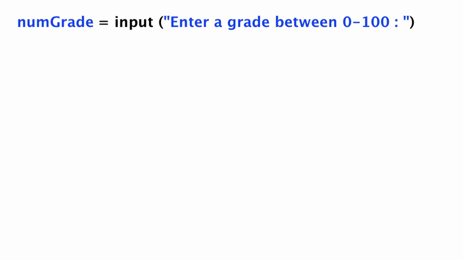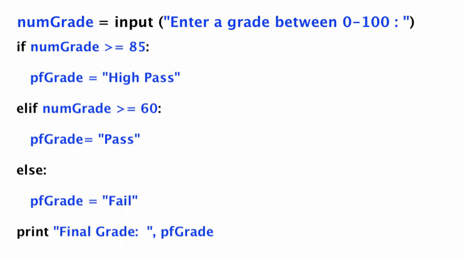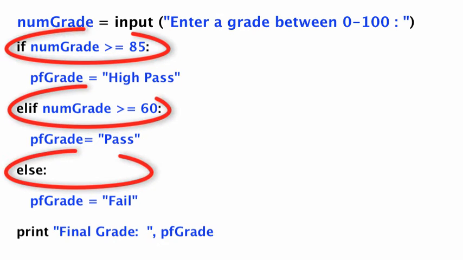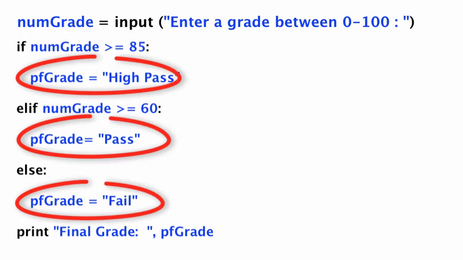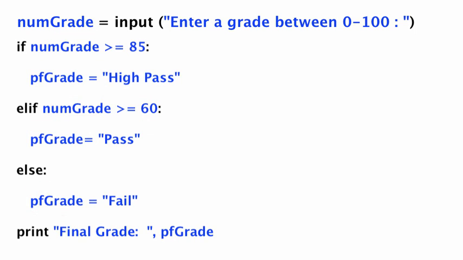So we'll start with a variable numGrade and prompt the user for a value to place into it with the statement numGrade = input("Enter a grade between 0 and 100"). For simplicity, we'll assume that the user is well behaved and will enter a valid grade. The if-elif statement will test the value of numGrade, assigning a string into a variable pfGrade based on numGrade's value. Let's take a look at the code.